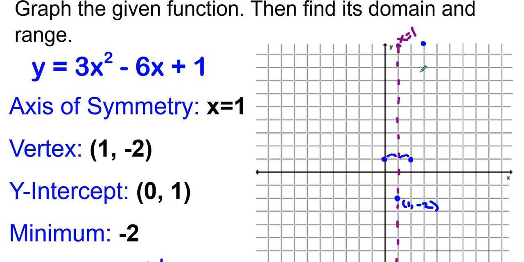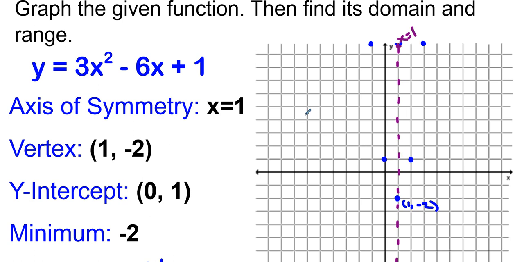And I can use that same idea. If I'm 2 units away from my axis of symmetry on this side, I should also have a point that's 2 units away on the other side because it's symmetrical about that line. So there we go. I can erase my little markings here. That's not actually part of my graph. It's just to make a point.